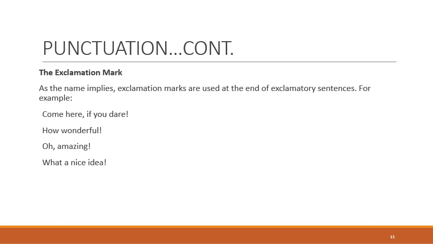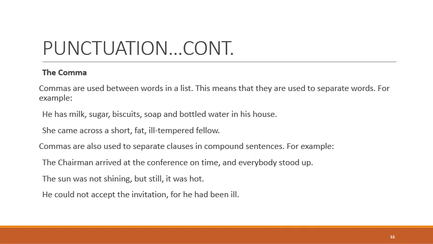Then the exclamation marks. What's an exclamation mark? As the name implies, exclamation marks are used at the end of exclamatory sentences. For example, come here if you dare! How wonderful! Oh, amazing! What a nice idea! These are sentences that normally express excitement, surprise, anger, frustration, and so on. So they are said to be exclamatory sentences, and are normally used with exclamation marks.